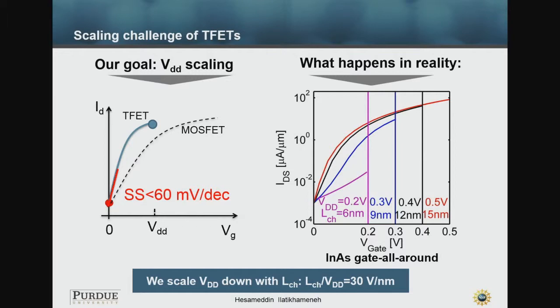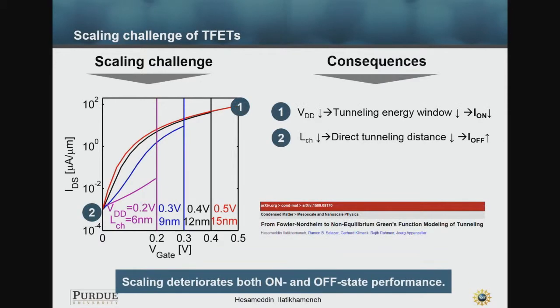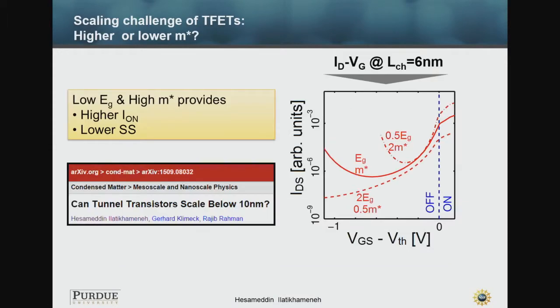You would see that the IV performance gets destroyed. Why does this happen? The on current is proportional to the tunneling energy window, and since we are reducing the VDD, we are reducing the on current. On the other hand, we have direct source to drain tunneling, and that increases the off current. So how can we solve this problem? We worked on tunnel FETs expecting to go to these voltages and dimensions, but there is no performance at those dimensions.